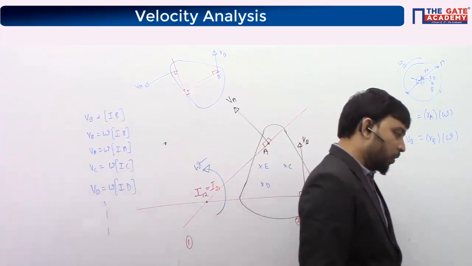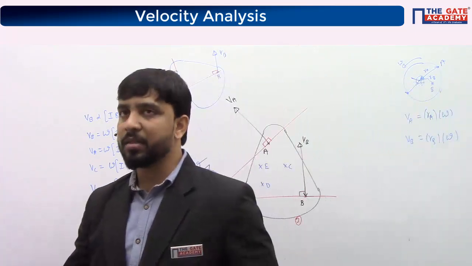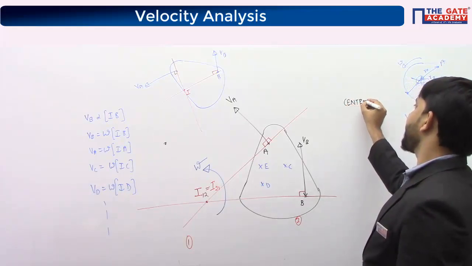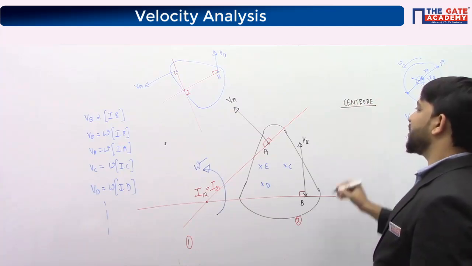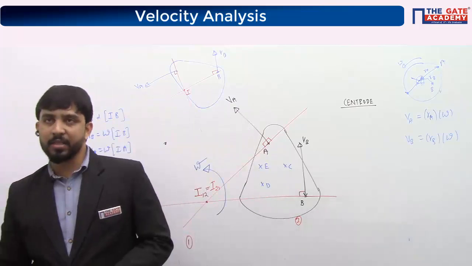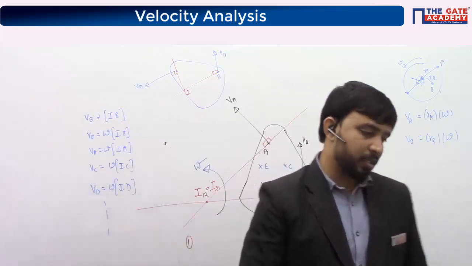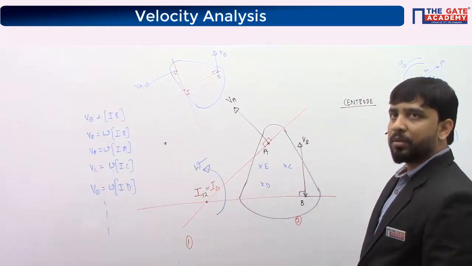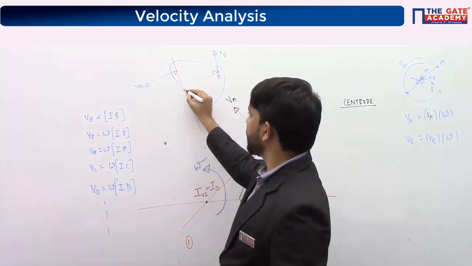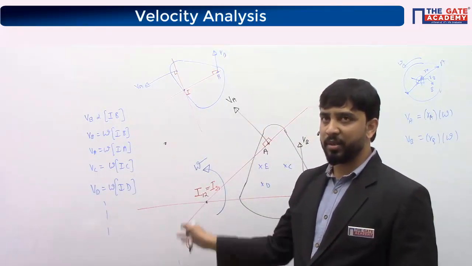Next one. Locus of all the instantaneous centers is called the Centrode. Next one. Locus of all the, this is the instantaneous center. As the link is changing its position, instantaneous centers are changing, right? Locus of all instantaneous centers, we call it the centroid. You will get a curve, okay?